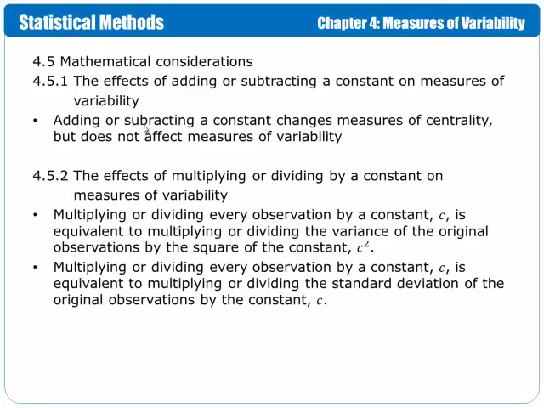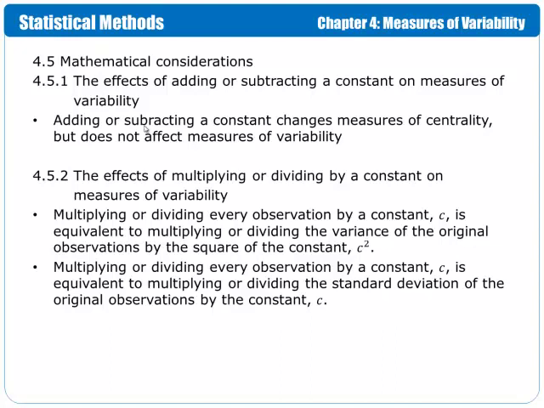Now let's look at some mathematical considerations. We looked at the effects of adding or subtracting a constant from a mean. Now we'll look at what effect it has on a variance or a standard deviation. Adding or subtracting a constant changes measures of centrality, but it does not affect the measures of variability. Why not? Adding a constant simply shifts our data in the positive direction on the number line. Subtracting a constant simply shifts our data in the negative direction on our number line, but it shifts all the data the same amount. It does not make the data more or less spread out.